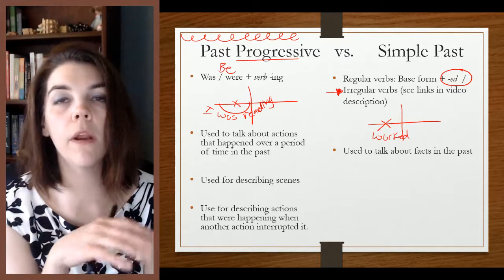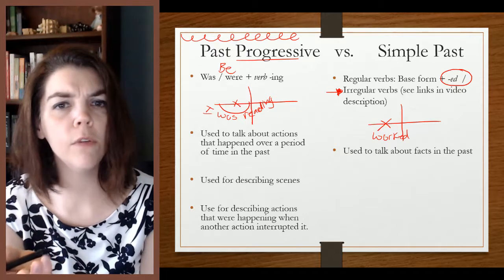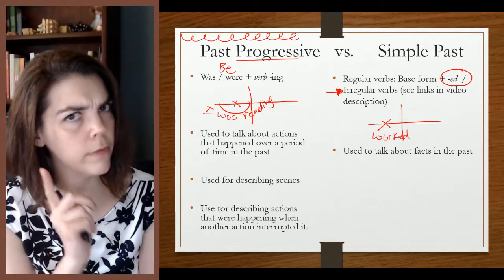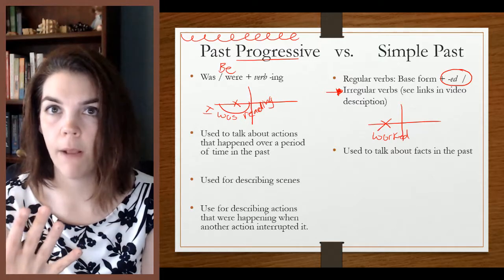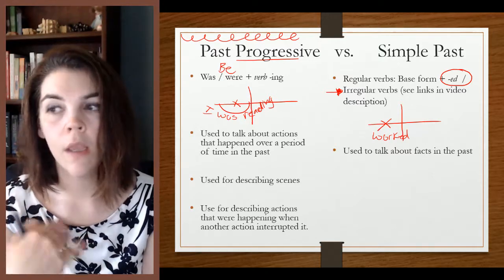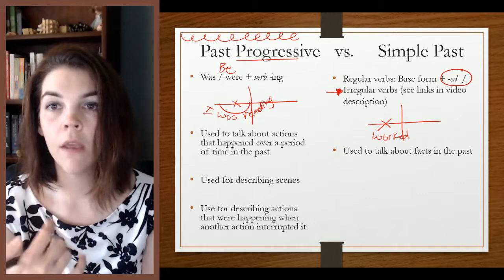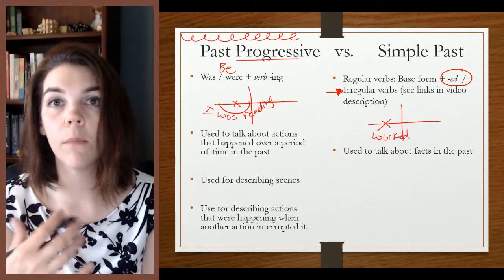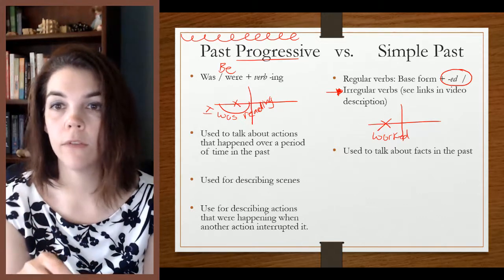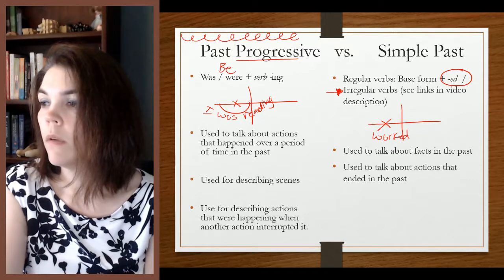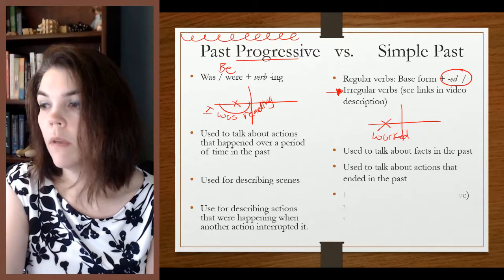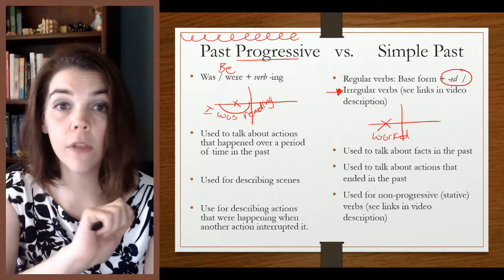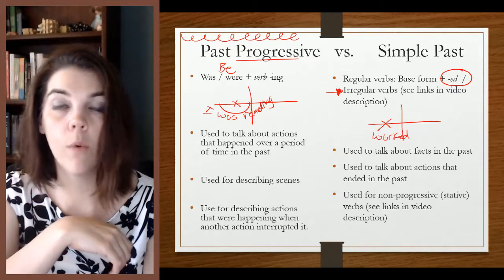And this is a point where some of my students get confused because they say, but you worked for a period of time. And I'm like, right, but I'm just telling you a fact about the past. I'm not telling a story. I'm not describing a scene. All I want to say is something that's true about the past. We use it to talk about actions that ended in the past. We use it specifically for non-progressive or stative verbs.